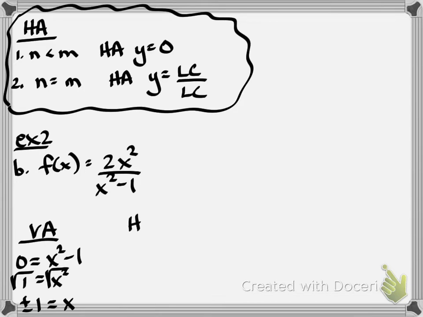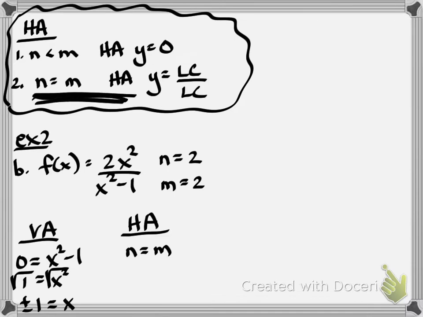For the horizontal asymptotes, we're supposed to compare the degree in the numerator and the degree in the denominator. So the degree in the numerator is 2, and the degree in the denominator is 2. So n equals m, because 2 is 2. So that means we're going to follow this rule. So the horizontal asymptote is y equals the leading coefficient in the numerator over the leading coefficient of the denominator. So the horizontal asymptote is the line y equals 2.